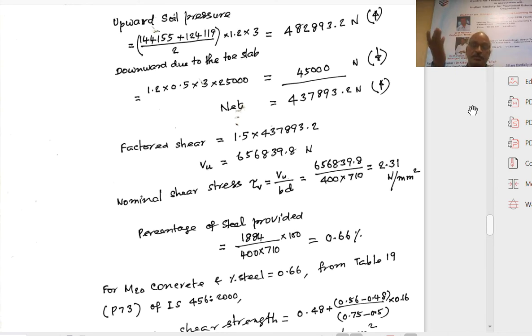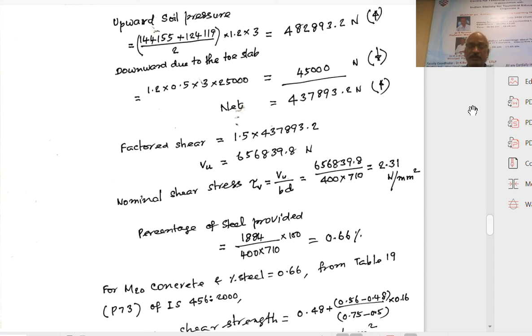So what is the total upward pressure? Total upward force is equal to 3 meters length, 1.2 meter width into average pressure. Downward load is the self weight of the toe slab. That is 1.2 meter length into 0.5 thickness into 3 meters length into 25,000. That is the downward force. So upward force minus downward force will give you the net shear force. This is the shear force for which you have to design the front counterfort.